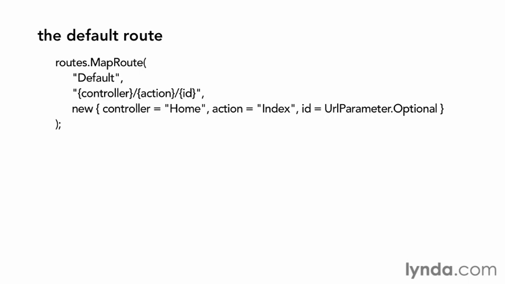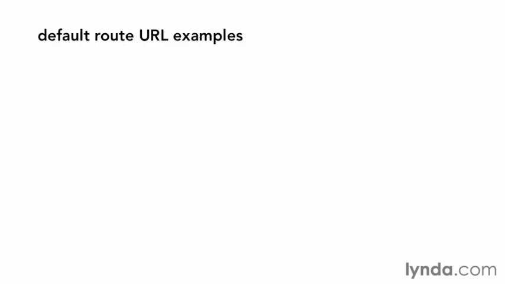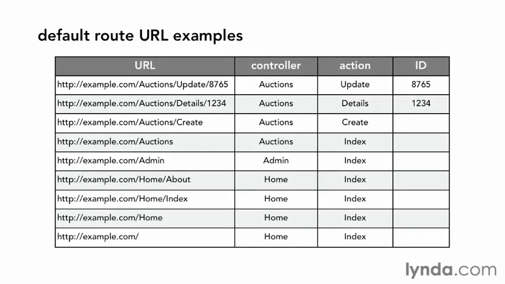The UrlParameter.Optional default value for the ID parameter is kind of a fake default. It just means that it's okay for this parameter to be completely left off, and if it is, no default value will be supplied for it. This combination of such a universal URL pattern and a forgiving set of defaults creates a very powerful and flexible route that can match just about anything you need out of the box. Here are just a few examples of the practically infinite list of URLs that this pattern is able to match.